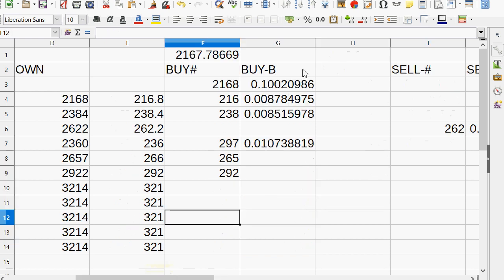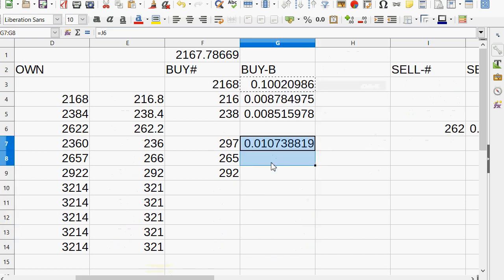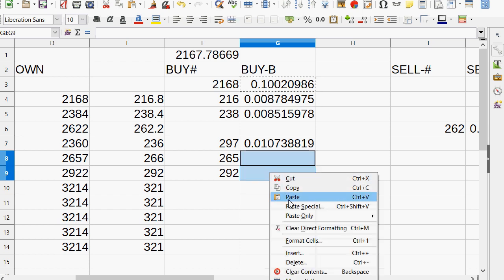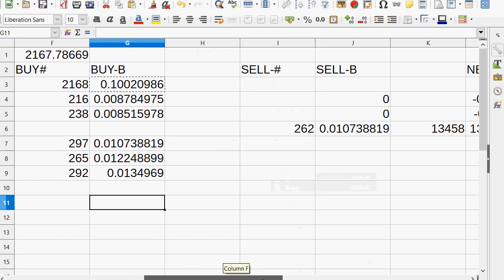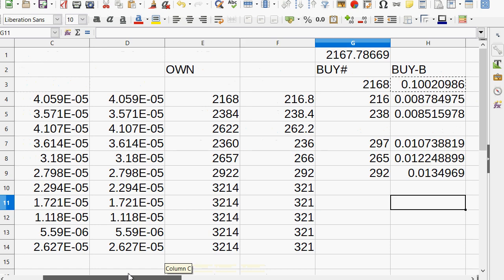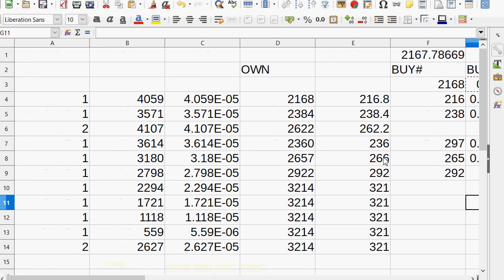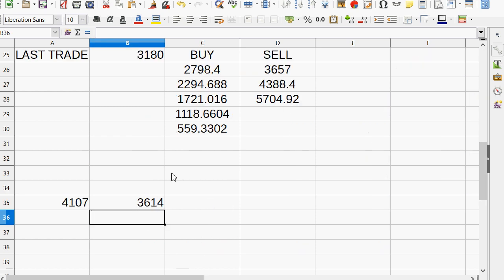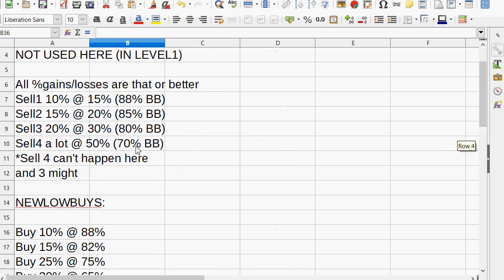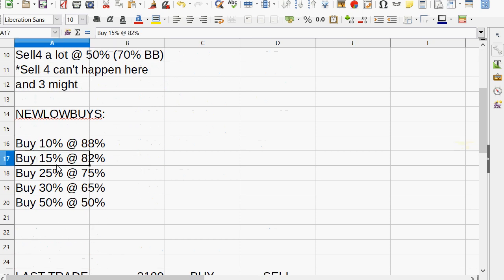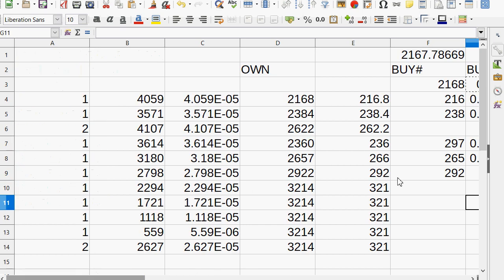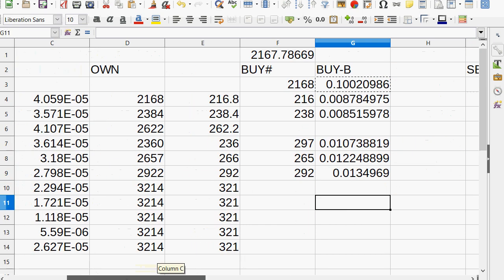And then I can just copy and paste this like I did before. And I'm raring to go for this one in here, because now we're talking about the extra plays. This was 15, 25, 30, and 50 of what we own.